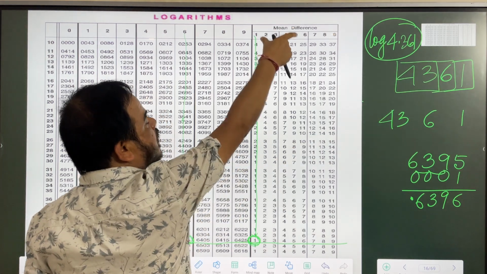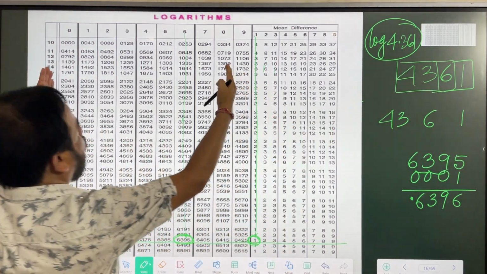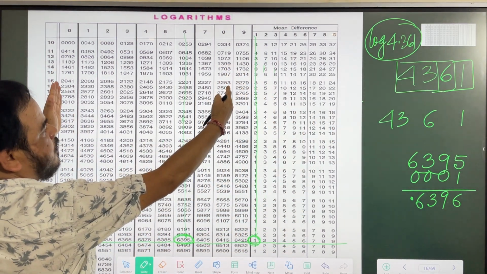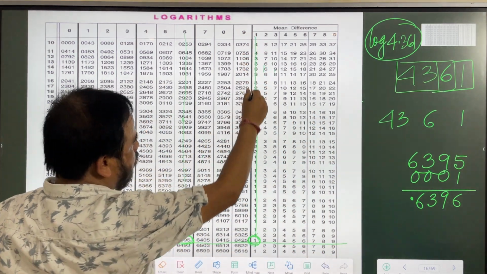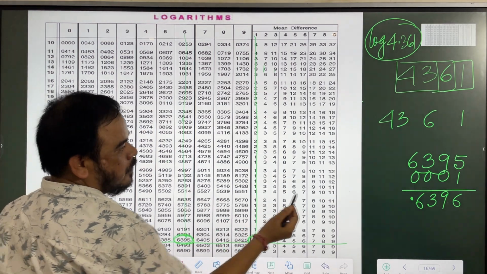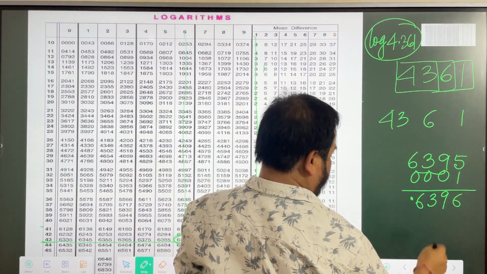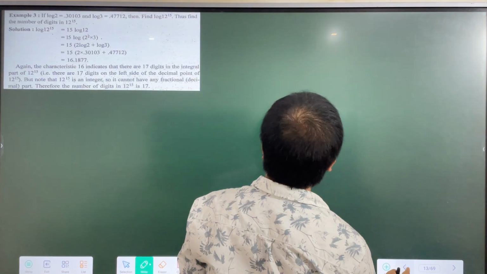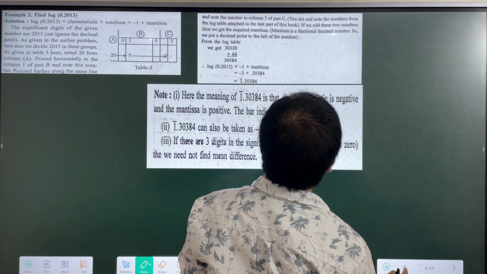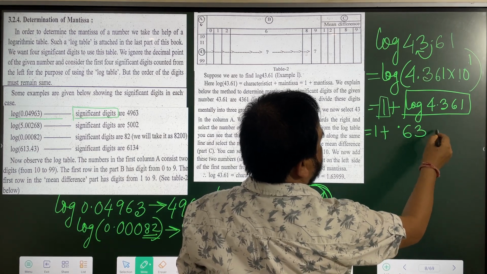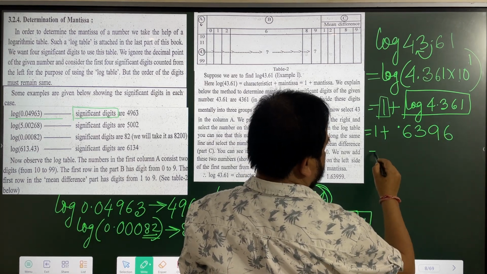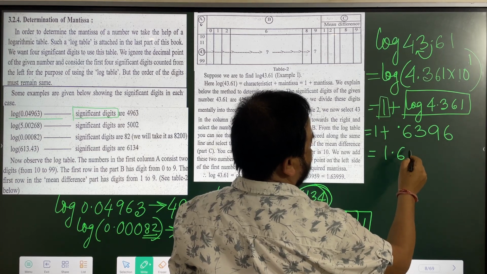Third number is for mean difference. Second number is for the main logarithm table. Third number is for mean difference. So this line is 1. One line touching here, 1 only. So 1 I have added: 0.6396. So we can write 1.6396.